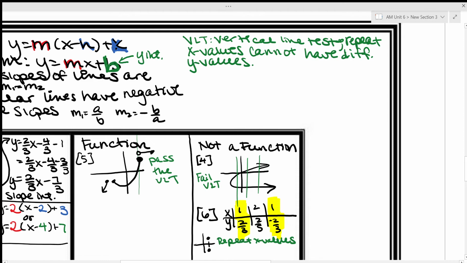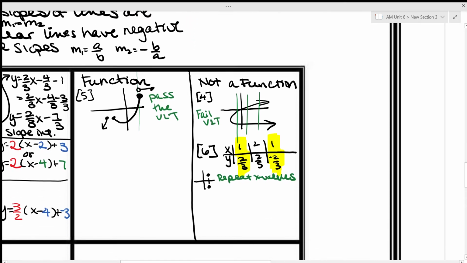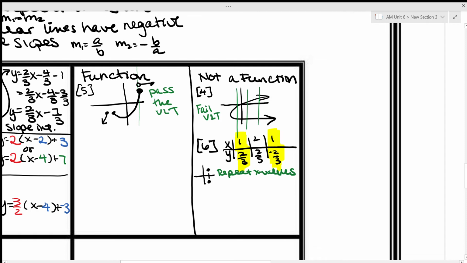All right. Now we have 7, 8, 9, and 10. They're a bunch of equations. 2 of them are not functions. The other 2 are functions. Which 2 are not functions? 8 and 9. 8 and 9, absolutely. I'm going to write those 2 down.